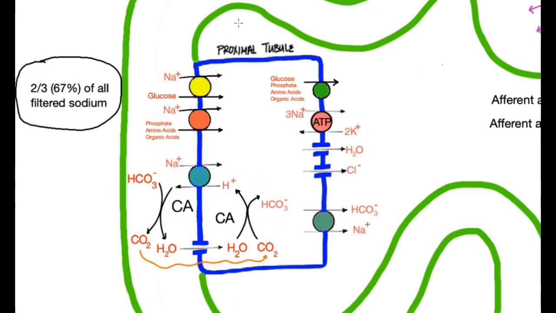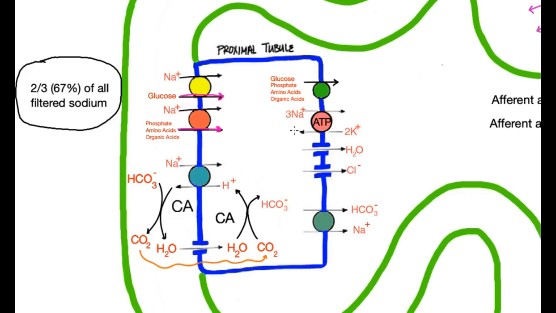So we just filtered glucose and bicarbonate, phosphate, amino acids, and organic acids. These are things that we really don't want to waste in the urine, and so we reabsorb this here in the proximal tubule through cotransporters. So here we have a sodium glucose cotransporter, so SGLT1 and 2 will reabsorb sodium along with glucose because we don't want to waste glucose in the urine in normal situations.